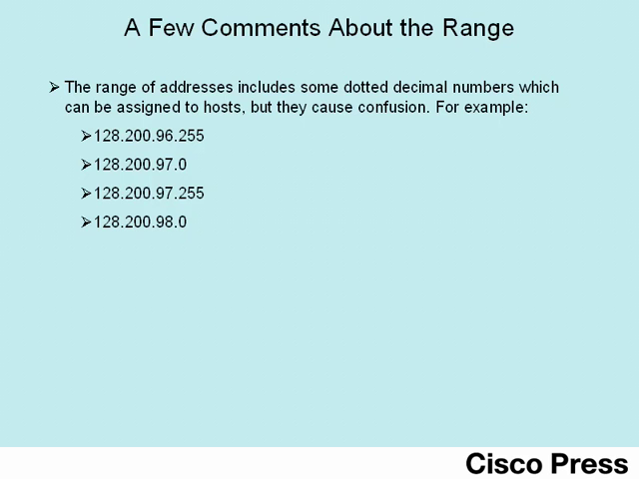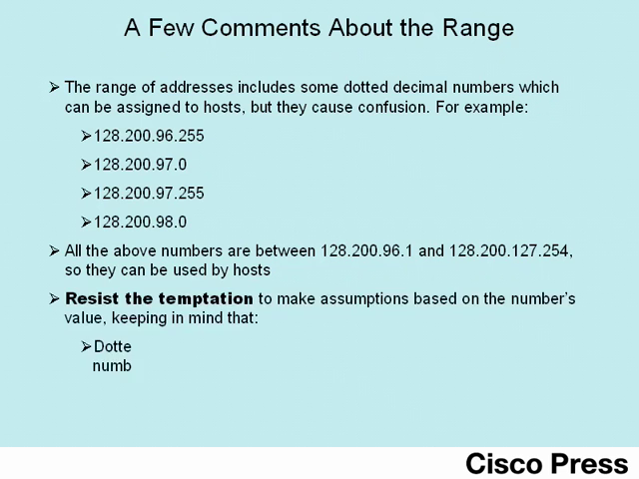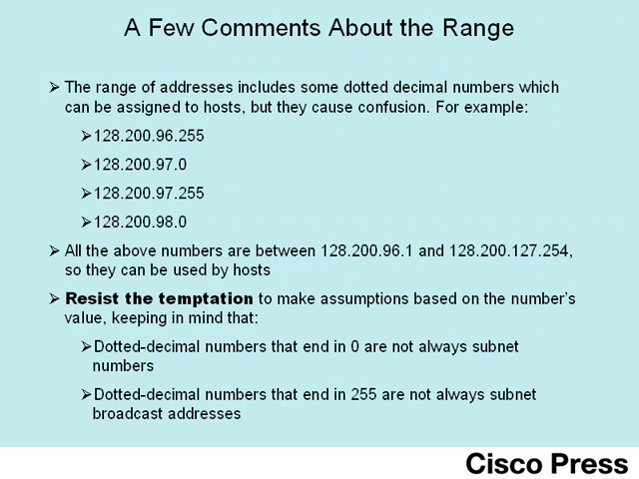Well, all these numbers are valid assignable IP addresses. You can configure them on hosts in the subnet that we just looked at, and they work just fine. So try to resist the temptation to make assumptions about dotted decimal numbers, particularly because not all numbers that end in 0 are subnet numbers, and not all dotted decimal numbers that end in 255 are subnet broadcast addresses.